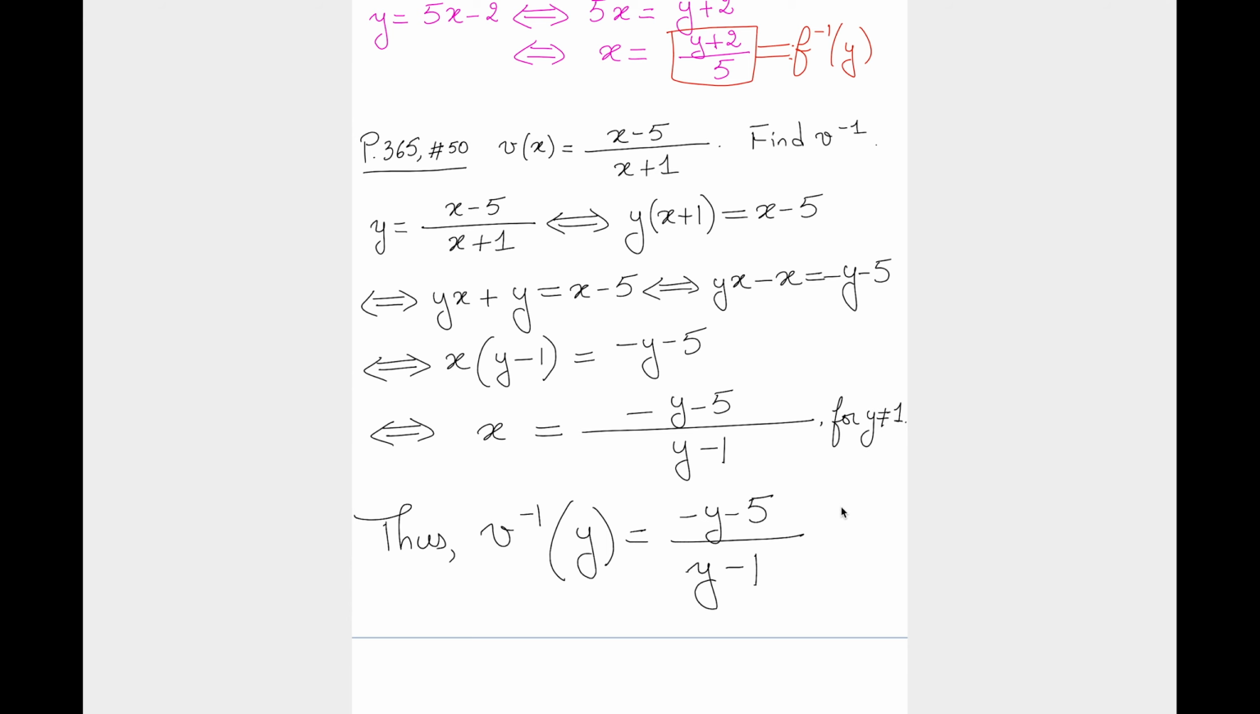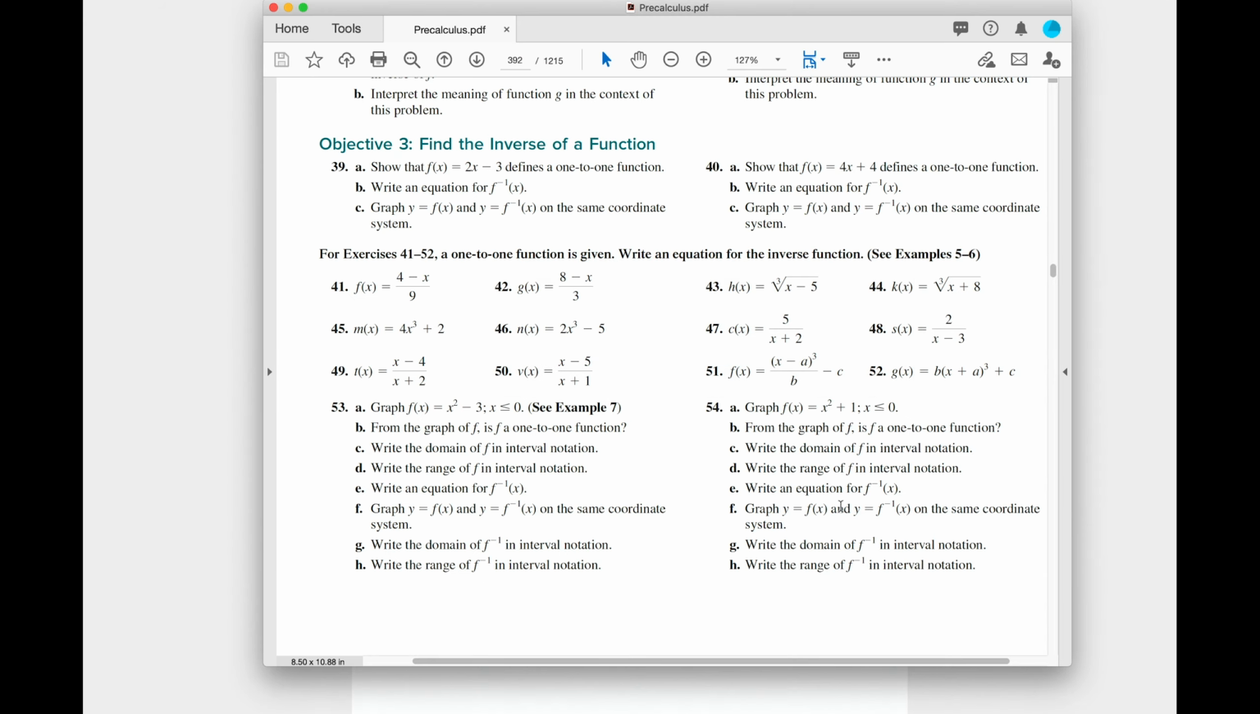Okay, let's do another problem. So we did 50. Let's do one of the last two here. How about 52? We have g of x is b times x plus a cubed plus c. The input is x. So b and a and c are given to you. They are not the variable of the function. B, a, and c are called parameters. Okay, they are given. Once you choose them, you can talk about g of x.